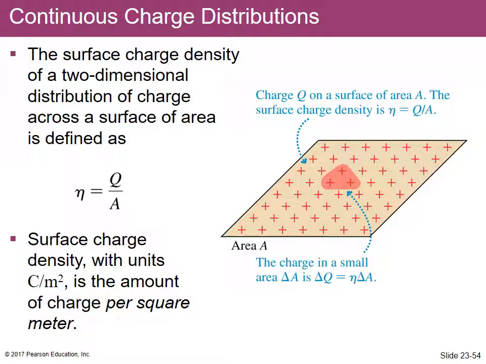The surface charge density of a two-dimensional distribution of charge across a surface area A is defined as the total charge of the object divided by the object's surface area. Surface charge density, with units of coulombs per square meter, is the amount of charge per square meter.